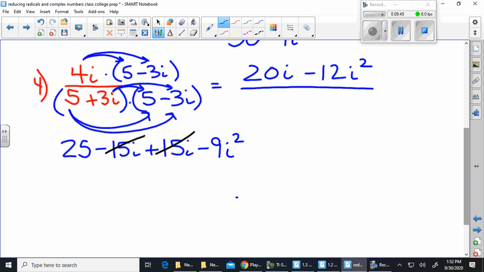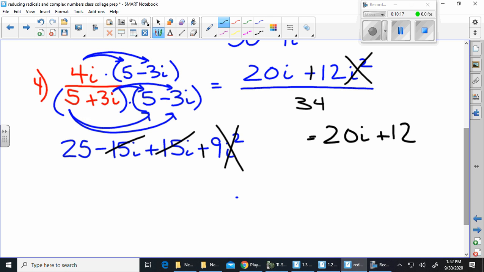So now we have to deal with the i squared. i squared is negative 1. It goes away, changes the sign of the number in front of it. So 25 plus 9 is 34. But I also have to deal with the top. i squared goes away, changes the sign. So I have 20i plus 12 over 34.